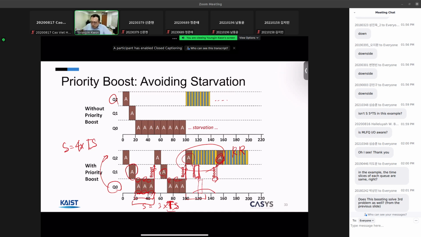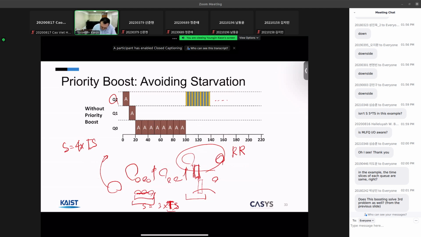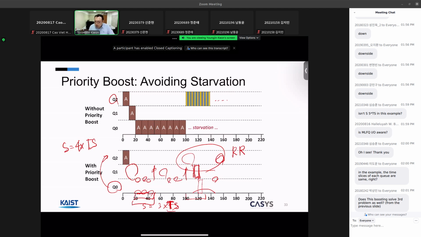Does the boosting solve the third problem as well? Third problem, what was the third problem? Oh, changing behavior. Yes, I say yes. The boosting also helps to address this changing behavior. The changing behavior is hard to predict, but if a task keeps moving down in MLFQ, moving priority from Q2 to Q1 implies what?